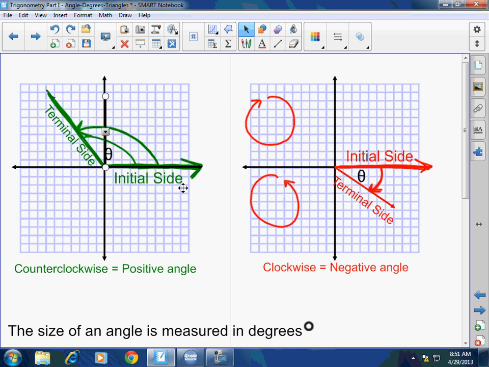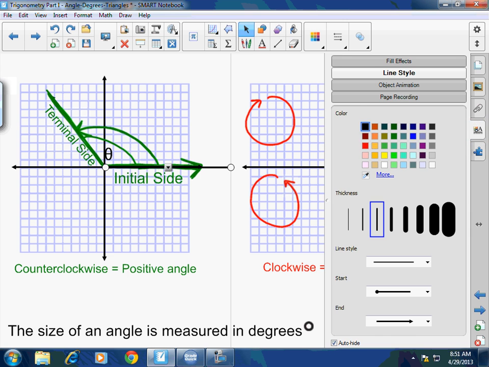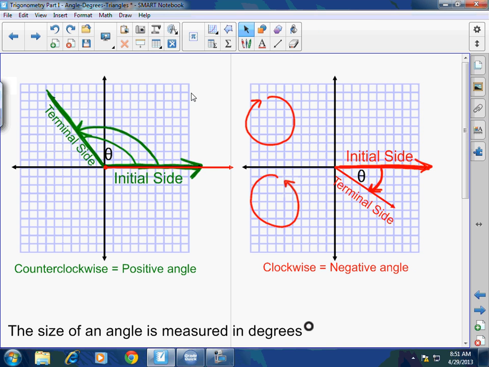Okay. Alrighty, that's what I want. I'm going to make it a little bit longer, and I'm going to make it red so you can see what's going on here. Okay, guys.